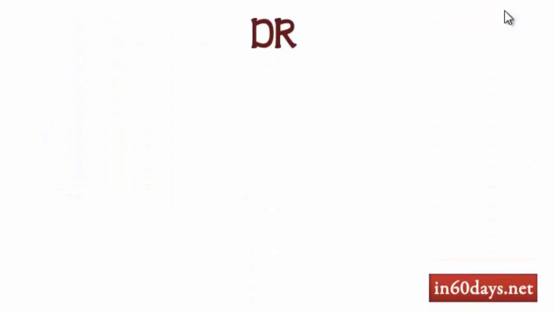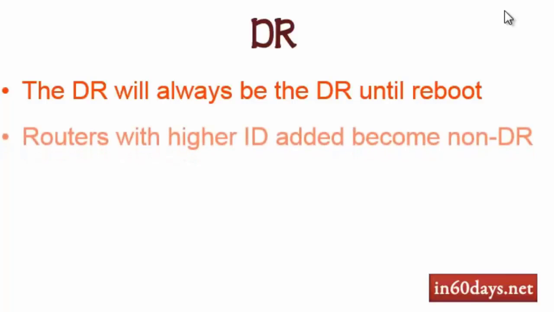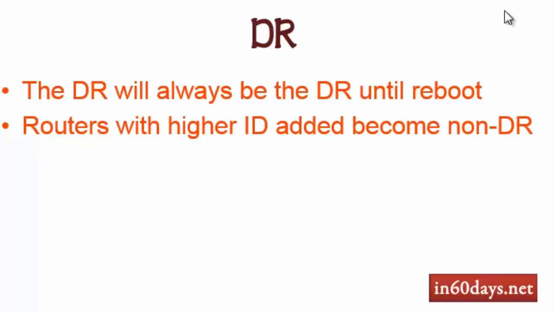So as a repeat of what I said before, the designated router will always remain the designated router until there's a reboot. If a router with a higher ID is added, it becomes a non-designated router. So what happens is it won't preempt. You could add a router with a higher ID, but it will not actively attempt to become the designated router.